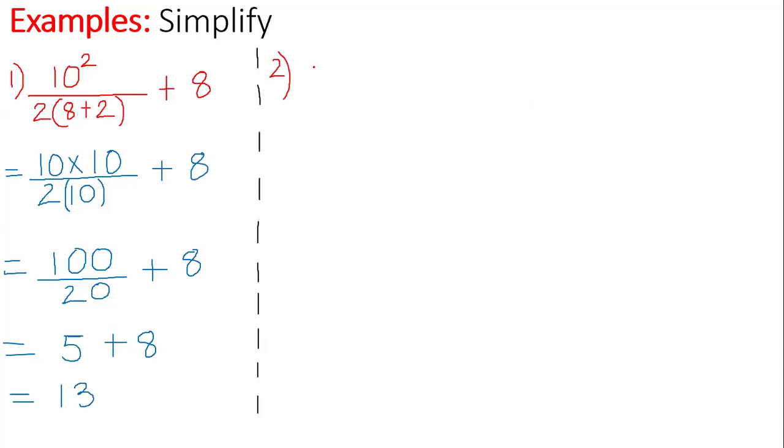Let's say that we have 11 squared all over 2, open bracket, 7 plus 4, close bracket, plus 9. If you think you know how to do it already, you could put your answer inside the chat.